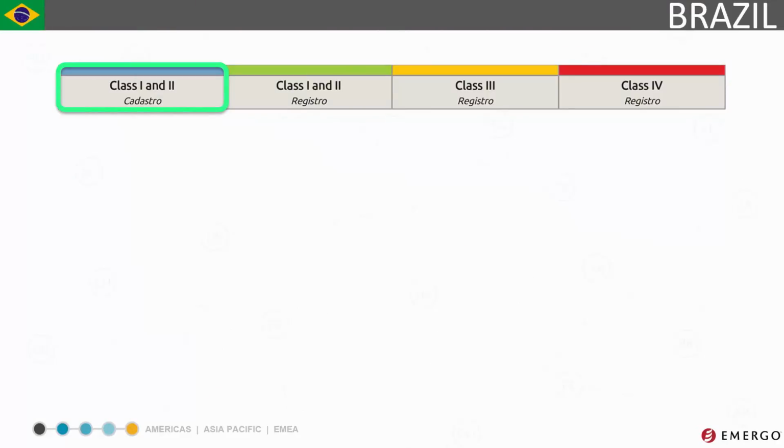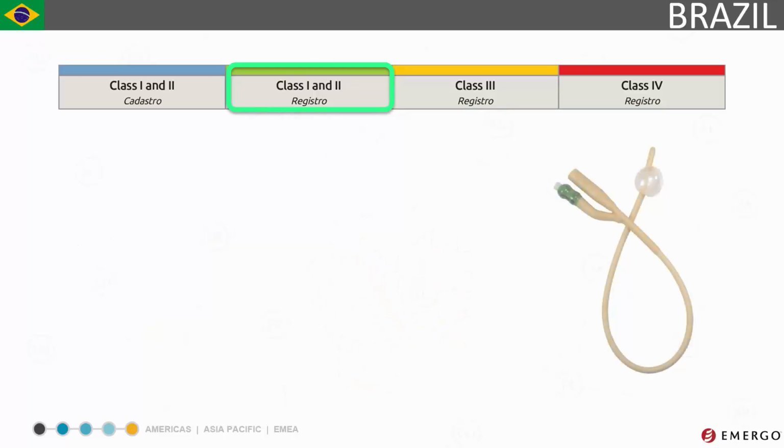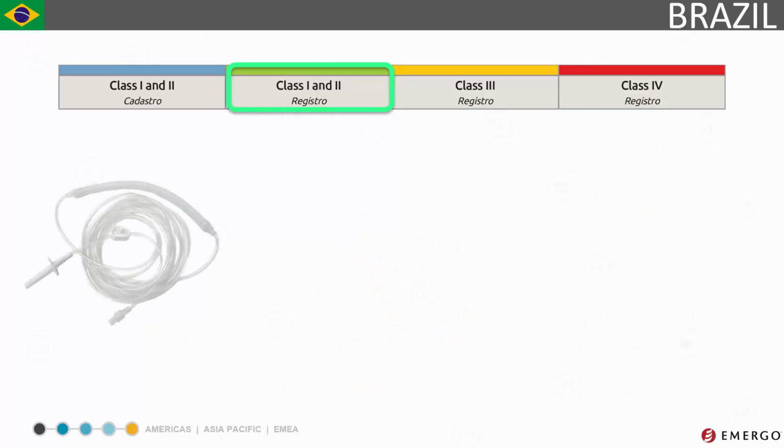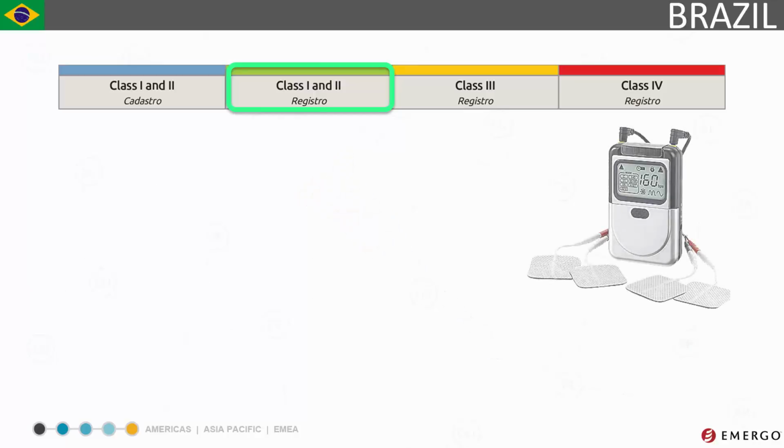Class 1 and 2 Cadastro devices represent the lowest level of risk as they are not complicated to operate and pose little risk to patients and users. Examples of Class 1 and 2 Cadastro devices include a scalpel, eyeglasses, and a stethoscope. Examples of Class 1 and 2 Registro devices include an island dressing, examination gloves, some catheters, infusion pump tubes, topical adhesives, and muscle stimulators.